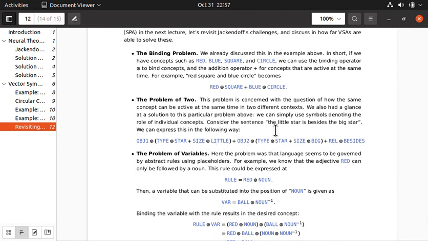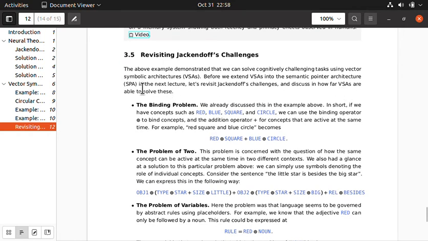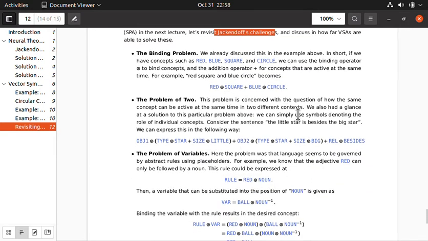So there had been this whole group of people, Tony Plate, Ross Gayler, a community working with these sorts of operations, seeing how these things address Jackendoff's challenges. Indeed, the 2003 paper where the term vector symbolic architecture was first popularized was explicitly about how any of these things will deal with Jackendoff's four challenges. Basically, as long as you've got mathematical things with those operations, you can deal with all of those problems.